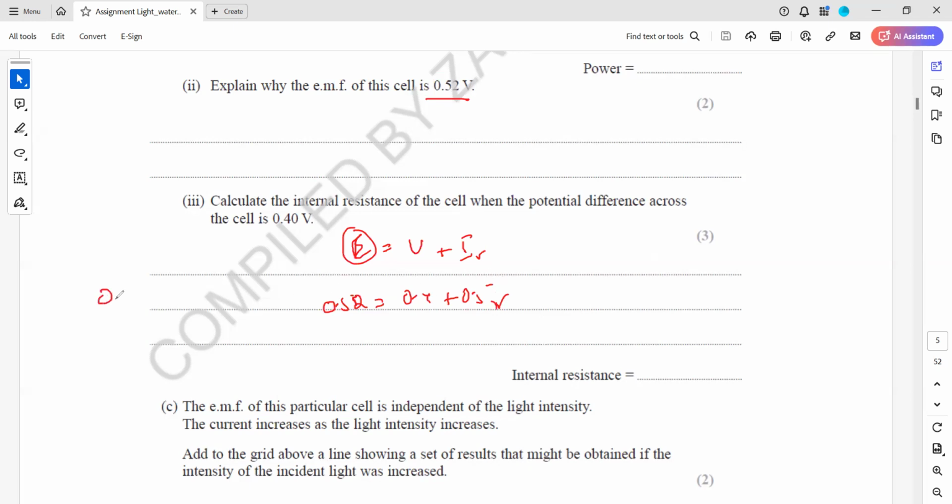So this will be 0.52 minus 0.4, divided by 0.5. That will give us the value of R, which is the internal resistance, which is 0.24. Yes. So 0.24 ohm.